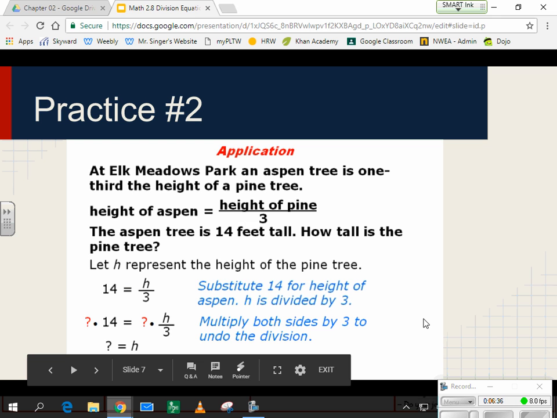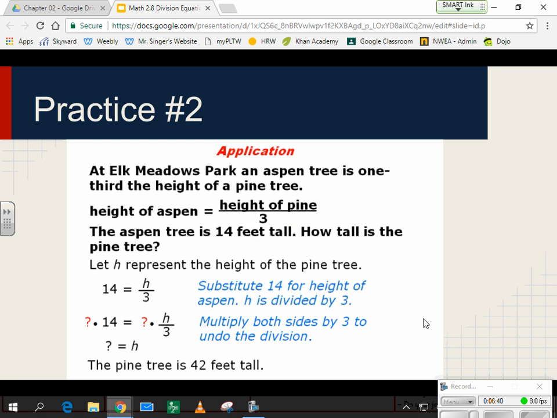That's how we come up with the answer of 42 feet tall. So you have to multiply both sides by 3 to get h alone. And 3 times 14 gives you 42. So have this example down, just the bottom part. You don't have to write the whole question. Have this example down before moving on.